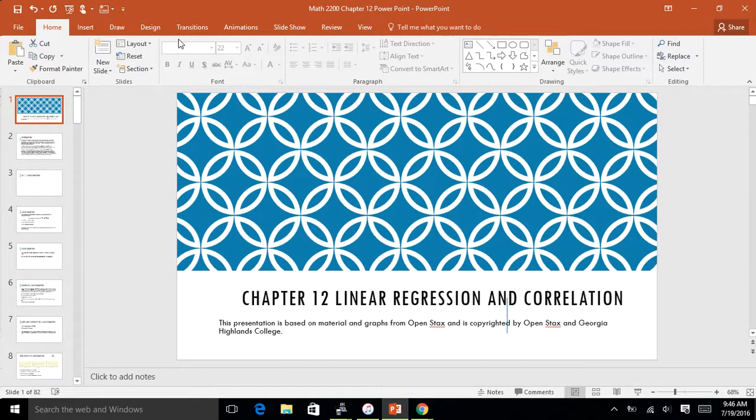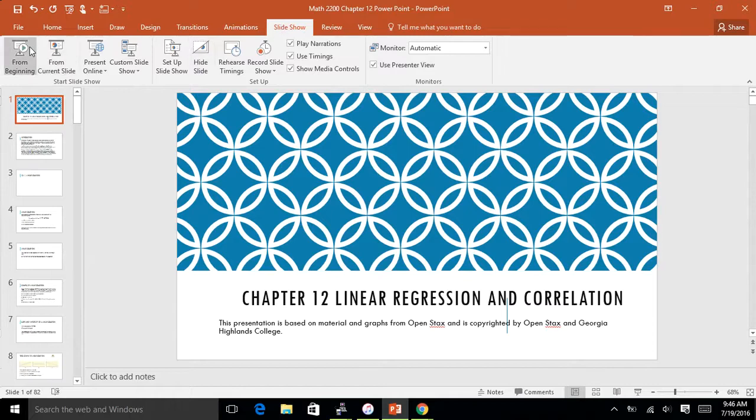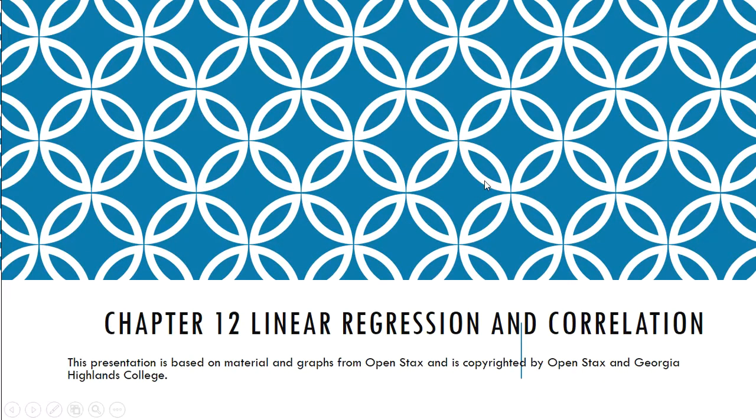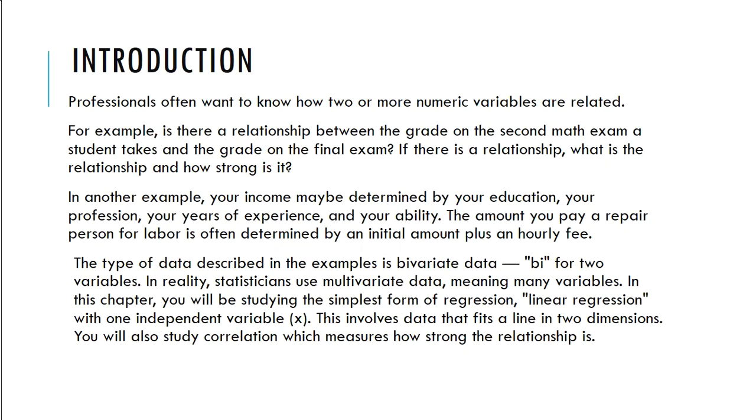So now we're going to talk about chapter 12, which is linear regression and correlation. A lot of times professionals want to know how two variables are related to each other. For example, is there a relationship between the grade on the second math exam a student takes and the grade on the final exam? What kind of relationship, if there is one, and would it be strong?